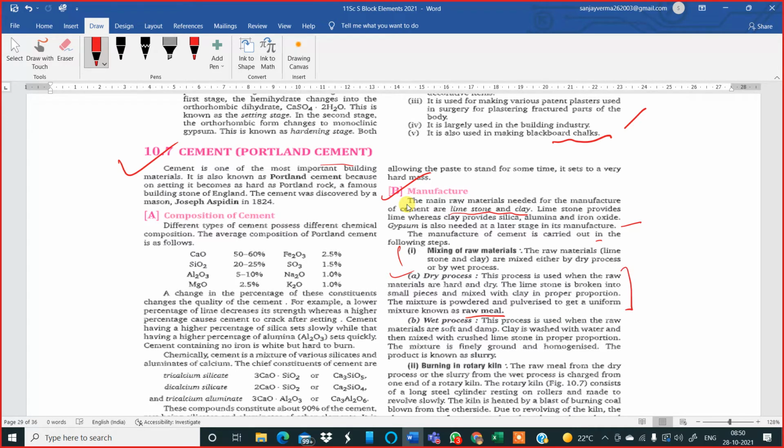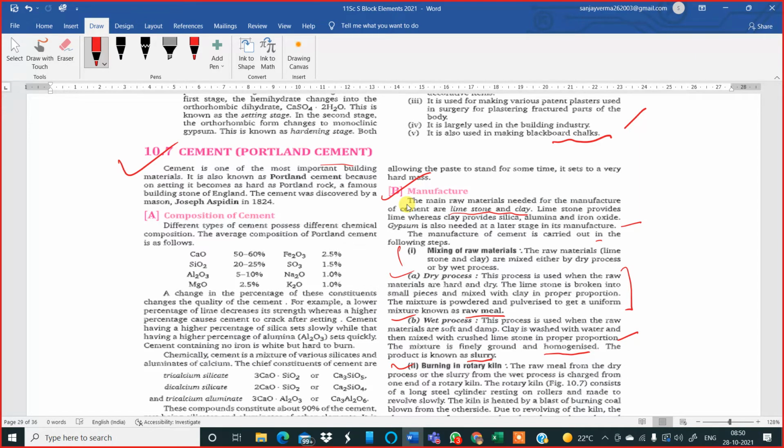Okay, mixture. Or if you apply wet process, it is slightly complicated. It is lengthy also. Here in the wet process, the process is used when the raw materials are soft and damp, containing moisture. Clay is washed with water and then mixed with crushed limestone in proper proportion. The mixture is finely ground and homogenized. The product is known as slurry. After that, burning in rotary kiln. Burning where? In rotary kiln.